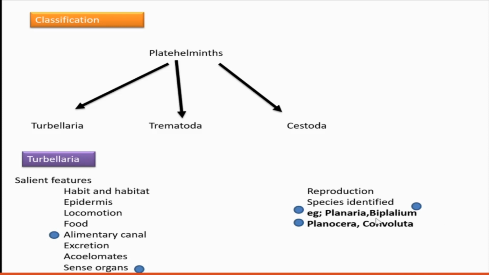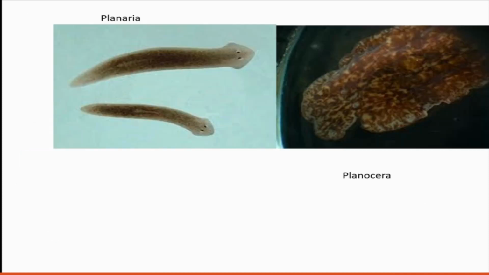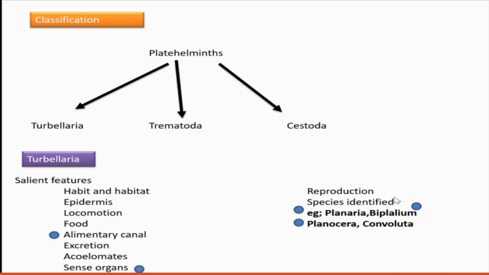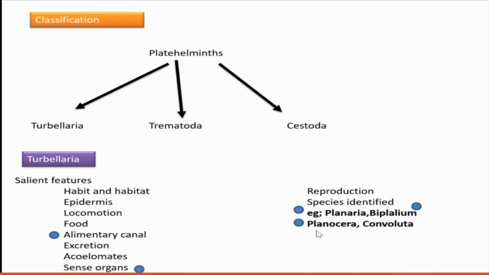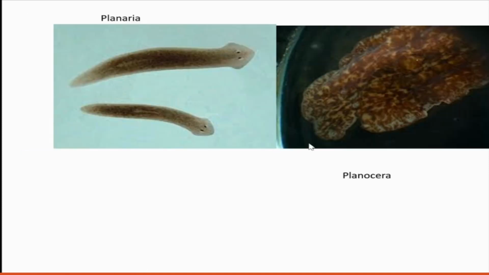Examples are Planaria, Bipalium, Planocera, and Convoluta. I'll show you more images of all these. Planaria is this one. Bipalium is very common. I think most of you have seen it near your courtyard. It is usually found on wet surfaces, worm-like. We can distinguish it from other worms by the presence of this hood-like anterior region. And then Planaria. Planaria is the example that we need to study under this class. Planaria is this one.